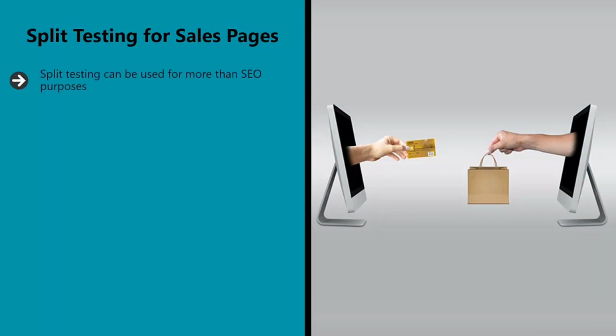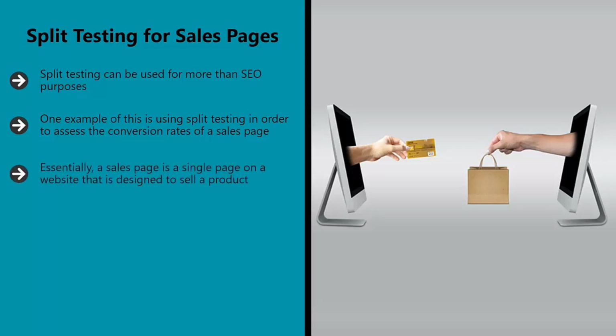Split testing can be used for more than SEO purposes. One example of this is using split testing in order to assess the conversion rates of a sales page. So what does that mean, and why is split testing the perfect fit? Essentially, a sales page is a single page on a website that is designed to sell a product. Normally, this works by providing a whole lot of text, often in a vertical pillar, that explains the virtues of the product and that slowly reels the reader in until they are overcome with the urge to click buy.